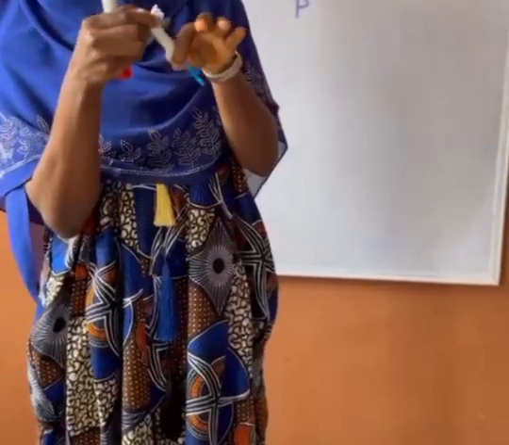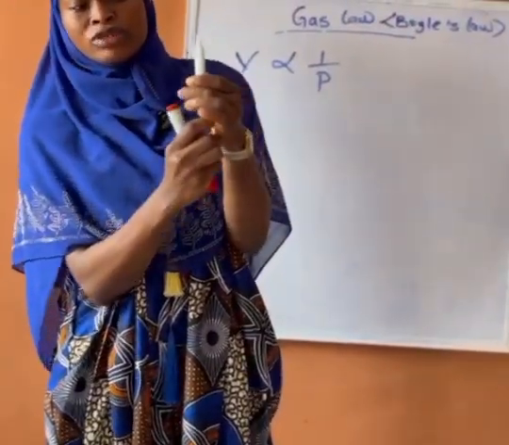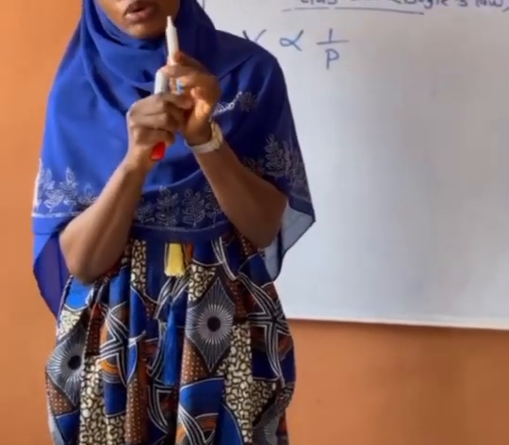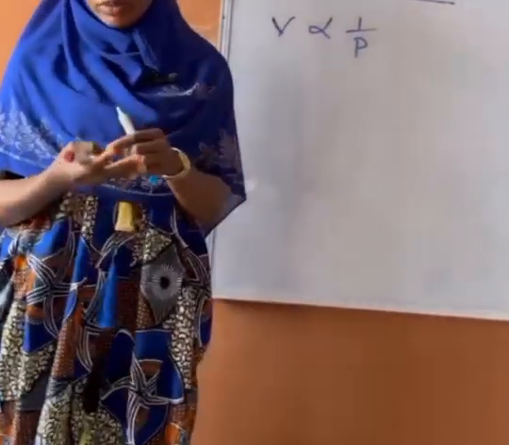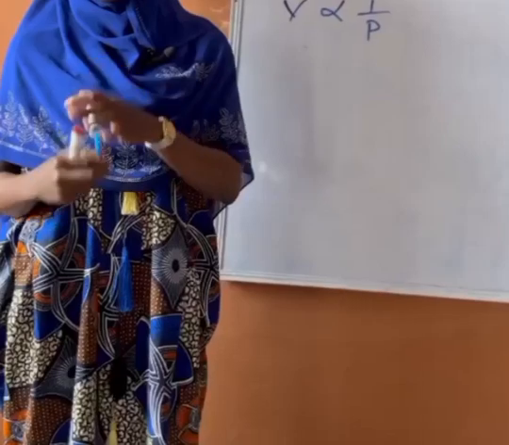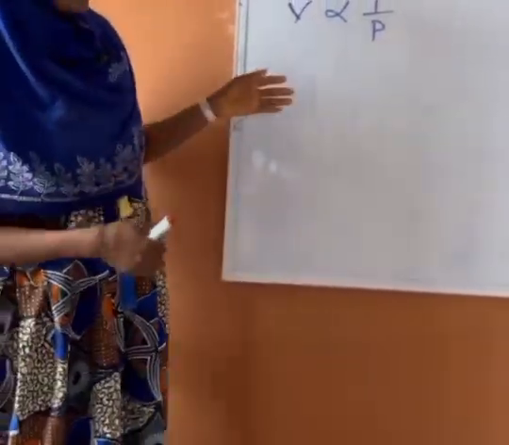And if I want the volume to increase, I'll just reduce my pressure. And this explains what Robert Boyle is trying to state, that the volume is inversely proportional to the pressure. The higher the volume, the lower the pressure, and the higher the pressure, the lower the volume.